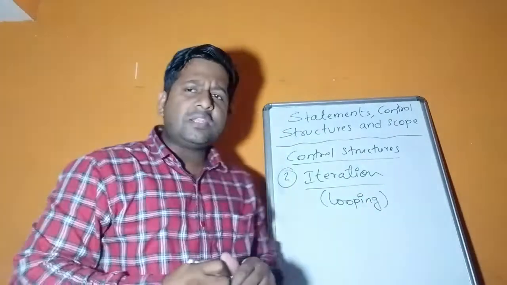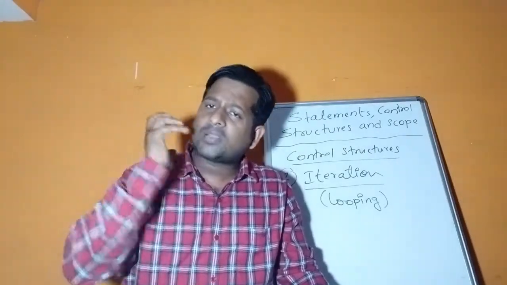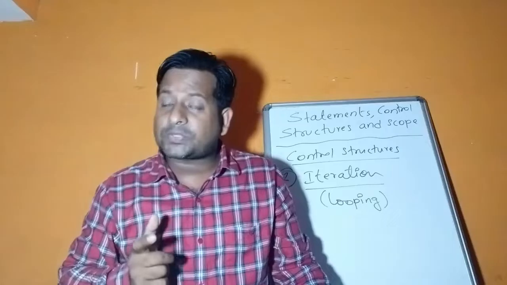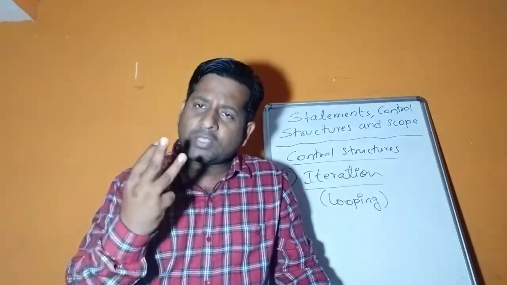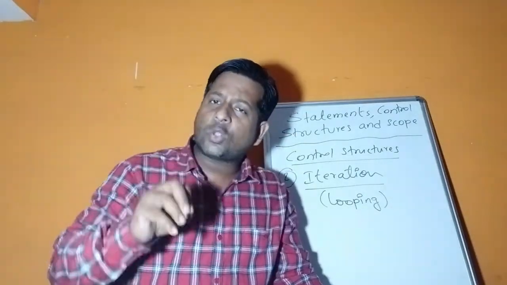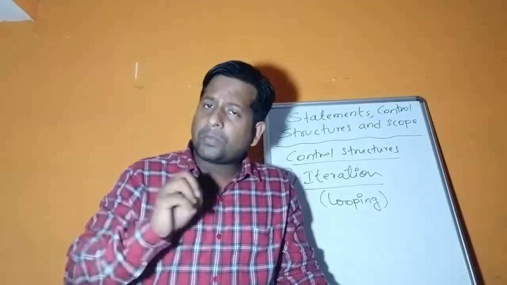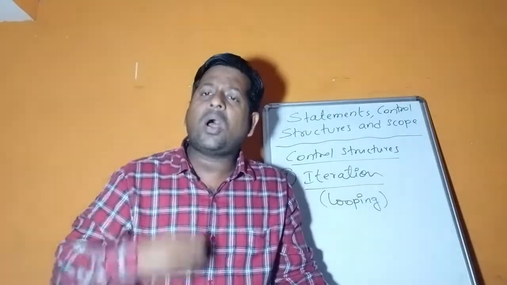Looping. That means it is like a circle. It should always contain a start value, an end value, and also the number of steps, how to reach from start to end. So these three different things should be contained, and only then is that particular statement known as an iteration statement. The benefit of this is we don't have to write the same piece of code again and again.